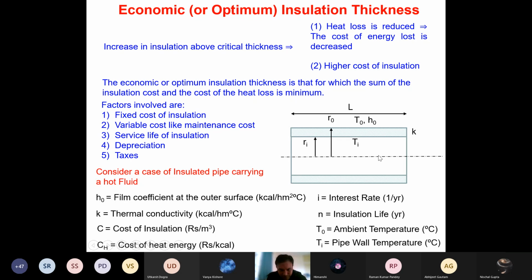Is it clear? Is the problem clear? Yes, sir.